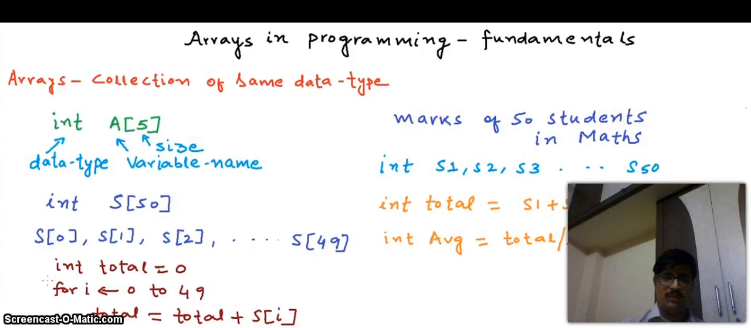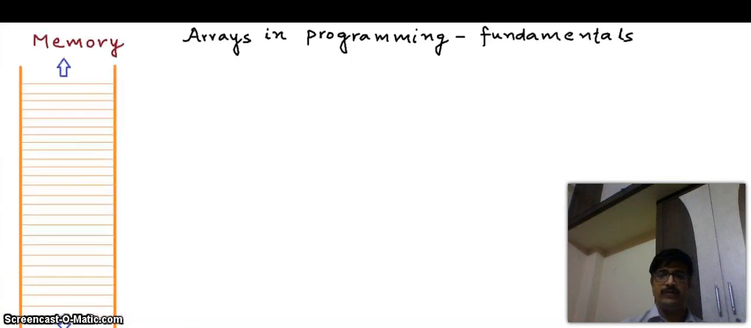And this was a simple one-dimensional array. We can also have arrays of two or three dimensions. So let us now see how arrays are stored in the computer's memory.